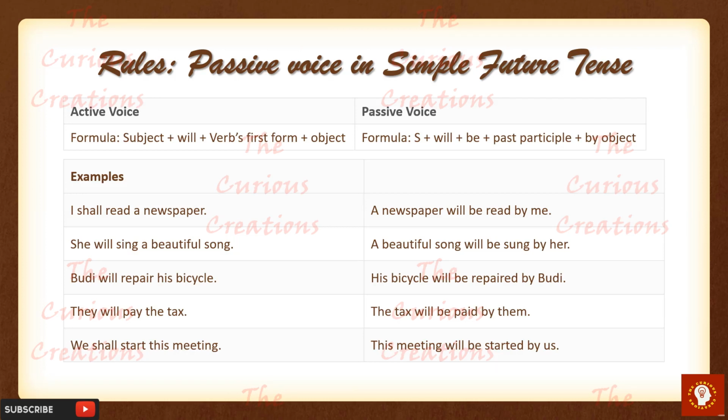When we convert it to the passive form, as per basic conversions, we will interchange the subject and object. Verb will be converted to the third form, and by will be added before the object. Thus, the formula turns to subject plus will be plus verb's third form plus by object. For example, this meeting will be started by us.